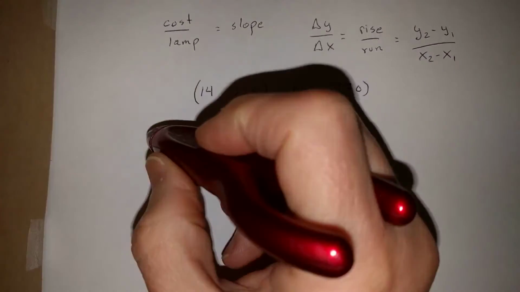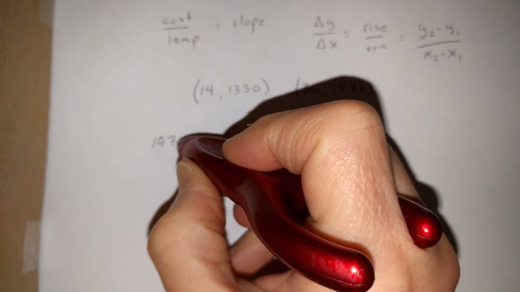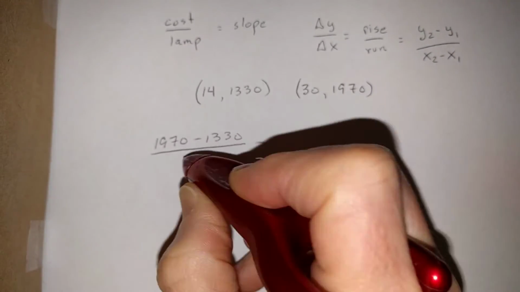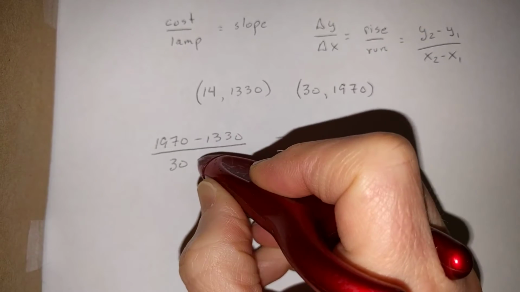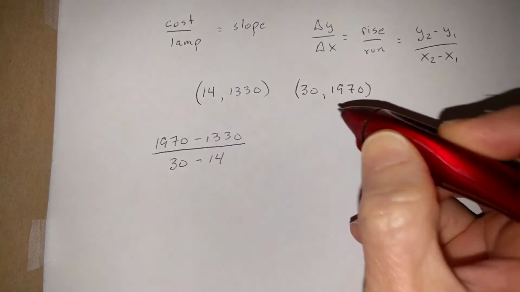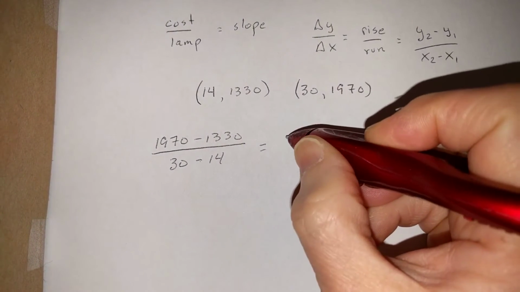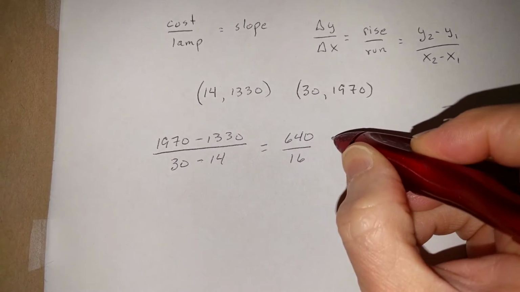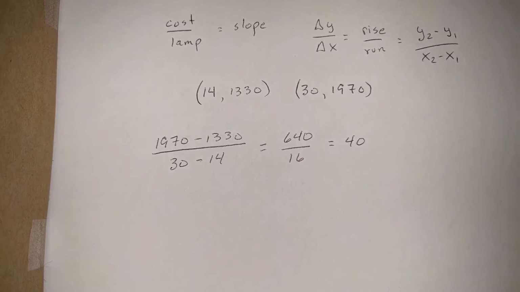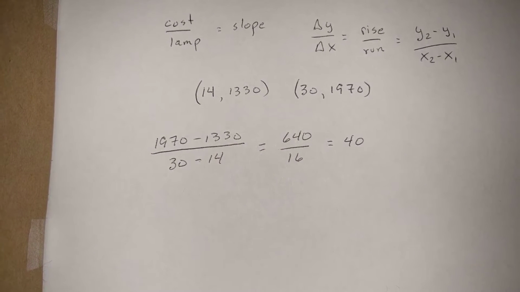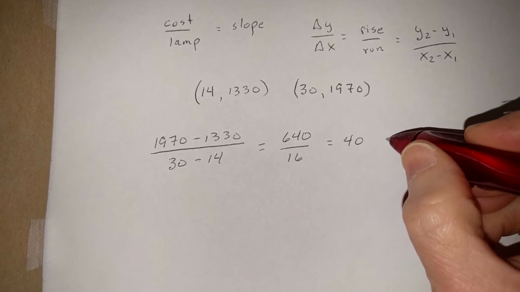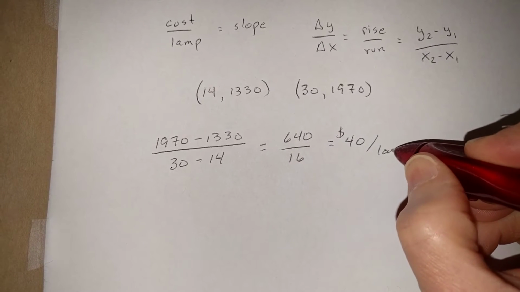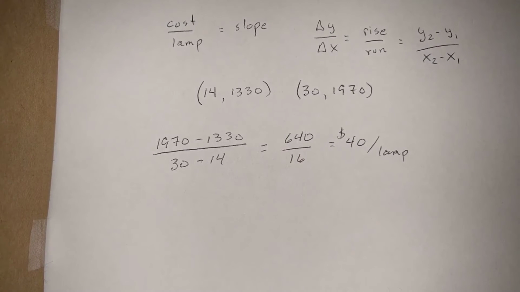Slope is rise over run. 1970 minus 1330, change in y, over my change in x, 30 minus 14, equals 640 divided by 16 equals 40. So 40 is my slope, is $40 per lamp, my cost per lamp.